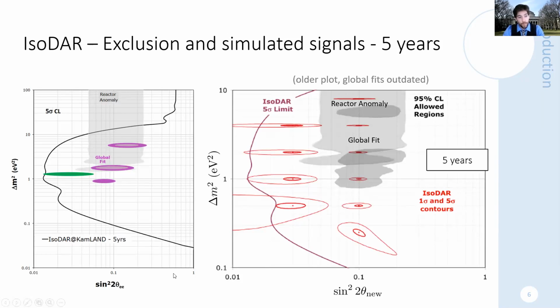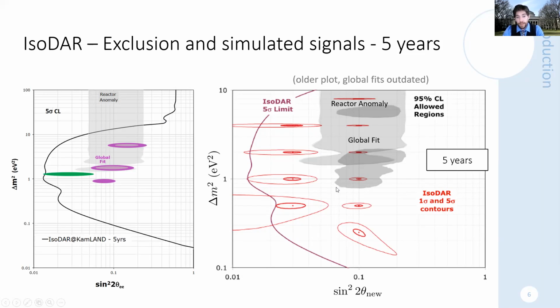Here's what neutrino physicists like to show. It's an exclusion plot where you can see here are some of the global fit values. So this is again the mixing angle and the mass splitting. And here are some global fit values from different groups. And then here is the allowed region from something we call the reactor anomaly. This is one of these anomalies that led to the hypothesis of a sterile neutrino. And you can see that with ISODAR, we would be able to cover all of these values quite nicely. So this would be ISODAR at KamLAND running for 5 years.